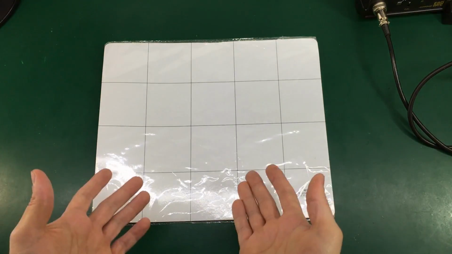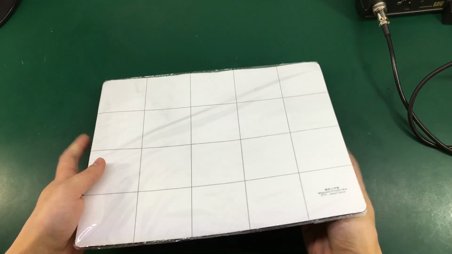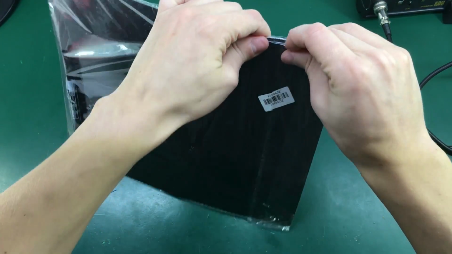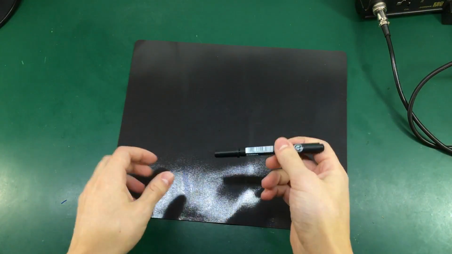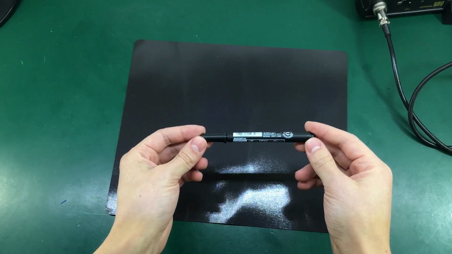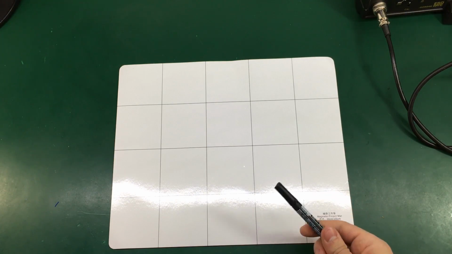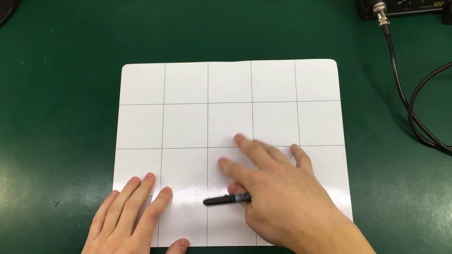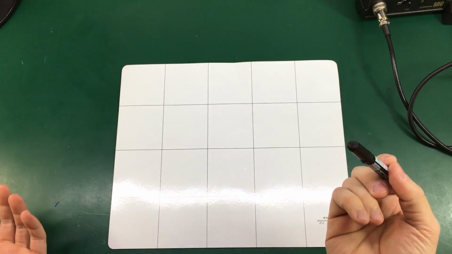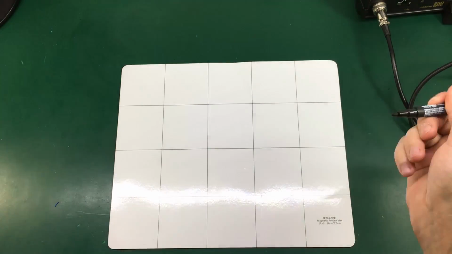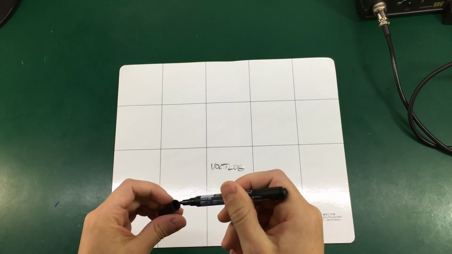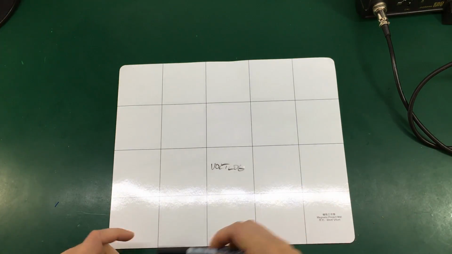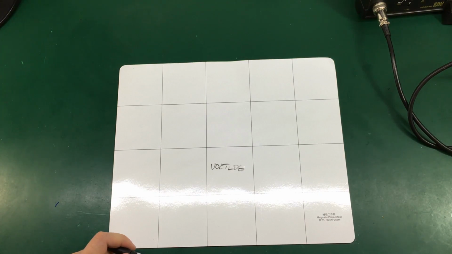Next, we have this magnetic work mat. Let me just open the bag so we can get a better look. It also comes with this presumably water-based writing pen. As you can see, it has this pattern marked, and you can also use the pen to write stuff on it. Let's see how this looks. Yeah, so it's like a basic water pen that you would use on a regular erasable whiteboard.